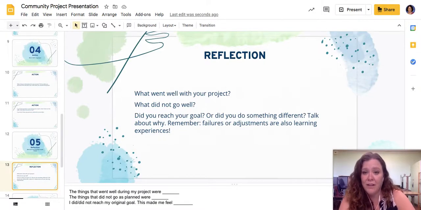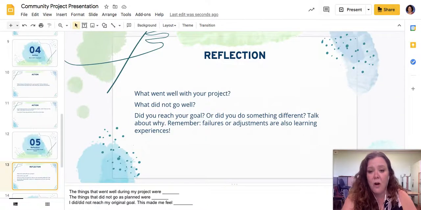I was going to do this. I had to change my mind. I had to change it to this. And talk about what you learned from that, okay? Because the reflection is you thinking back on how the project went so that in the future, if you had another project, you would learn from it.